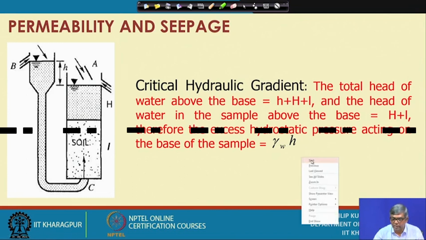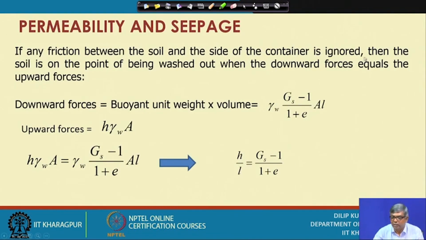So, if I ignore that, then what happens? The soil is on the point of being washed out when the downward force equals the upward force. So, what is the upward force and what is the downward force? The downward force will be equal to buoyant unit weight into volume. The buoyant, or submerged, unit weight we have derived before: gamma b equals G s minus 1 by 1 plus e, times gamma w.